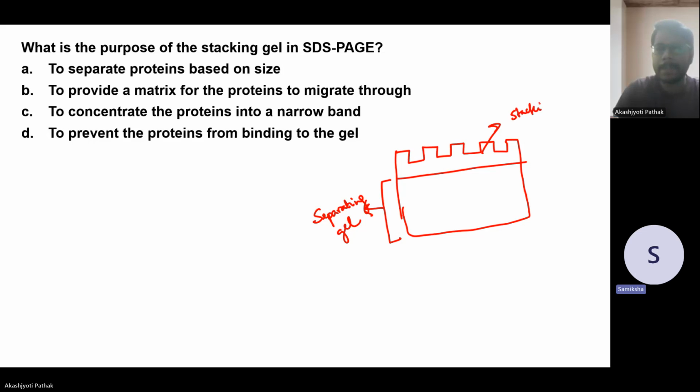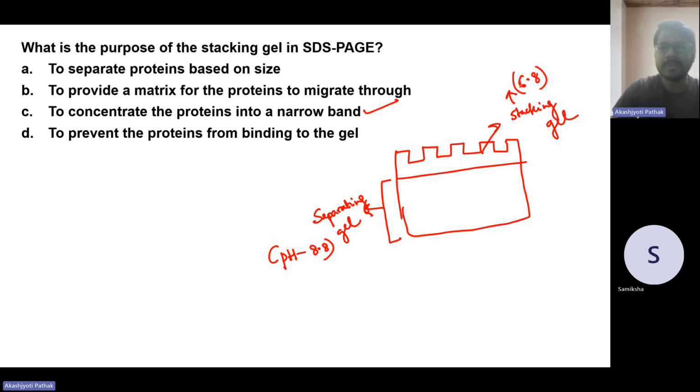So the option is C, to concentrate the proteins into a narrow band. Yes, you are correct. Answer is option A. And how is it done? In stacking gel, what is the pH of Tris that is used? And what is the pH of Tris used in separating gel? In separating gel, the pH that is used is 8.8. And in stacking gel, the Tris has a pH of 6.8.